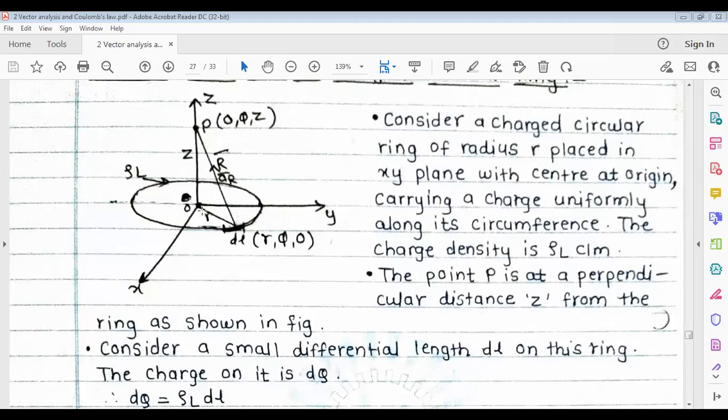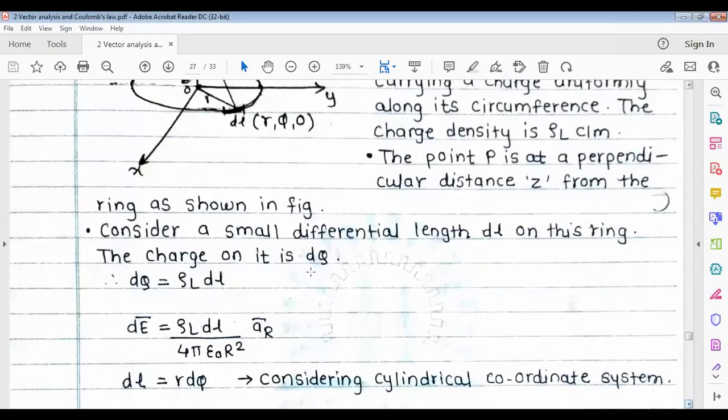And this is angle phi. So if I consider this as a dl, I have to consider here the differential angle d phi, and the radius is equal to r, and this is nothing but an arc. The arc is given as radius into angle, so this dl is equal to r into d phi here. So the equation for dq will become dq is equal to rho l dl.